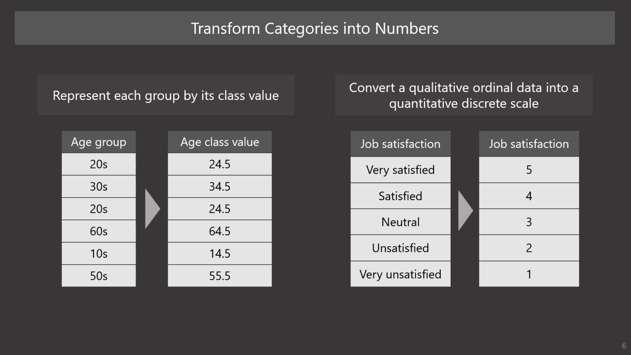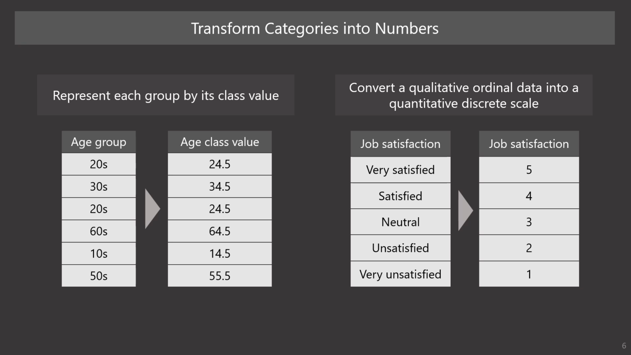Let's see another example. We often use this kind of qualitative ordinal scale in a questionnaire. But each of them is not a number, so we cannot use them as quantitative data. In such cases, we assign corresponding values to represent the order assumed in the qualitative scale. In this case, we can assign 5 to very satisfied, 4 to satisfied, and so on.